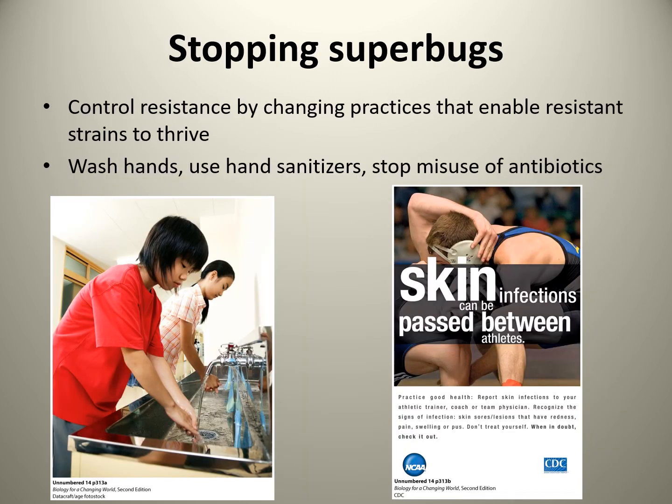So how do we stop superbugs? How do we help someone who has MRSA or VRSA? To some extent, it is what it is. We've never discovered anything stronger than vancomycin as a penicillin type drug that can stop that. A big part of it is we've got to be able to control resistance by changing practices that enable resistant strains to thrive. So we need to stop prescribing so many antibiotics. We need to make sure we take the full round of antibiotics. We need to wash hands.